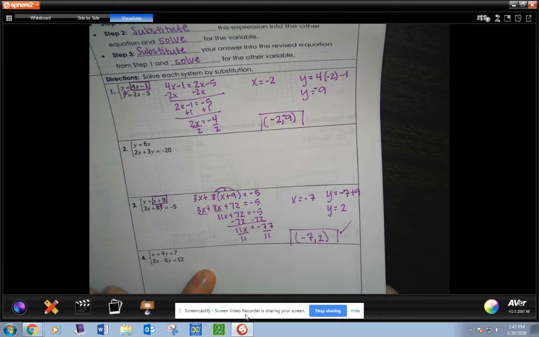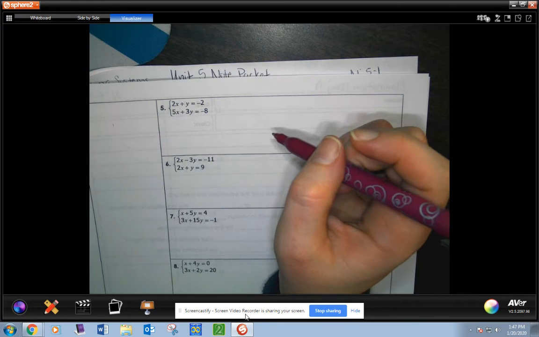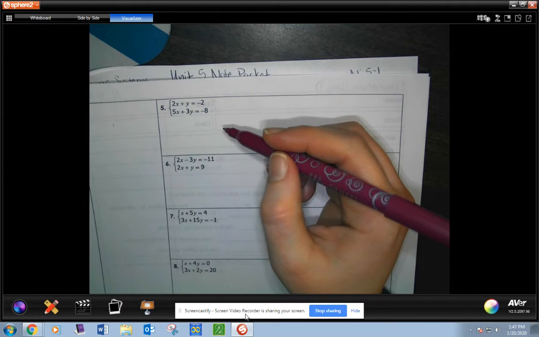Okay, we're going to go ahead and flip to the back now. And we're going to do 4 more together. We're going to do number 5. Okay, for number 5, you have 2x plus y equals negative 2 and 5x plus 3y equals negative 8. This one does not have an x equals or a y equals.